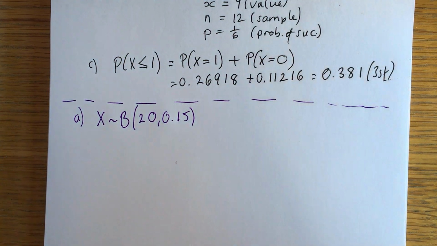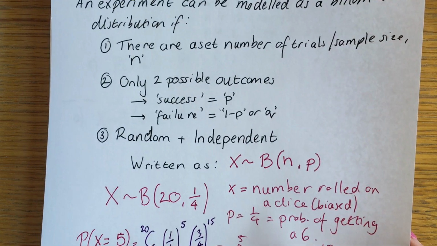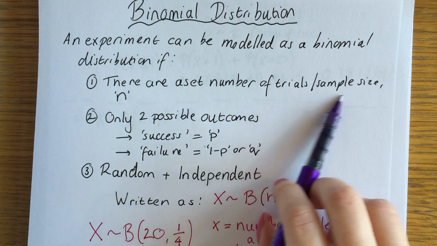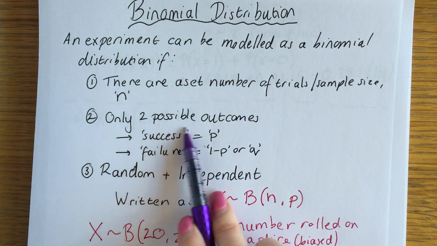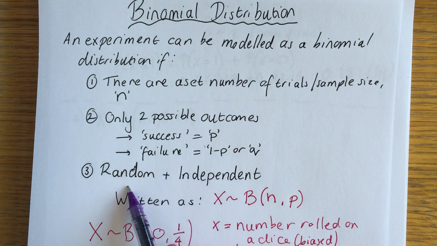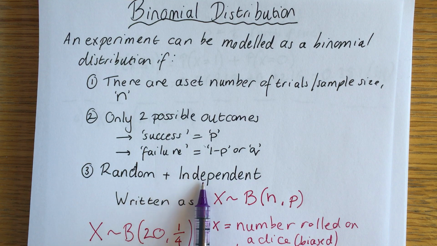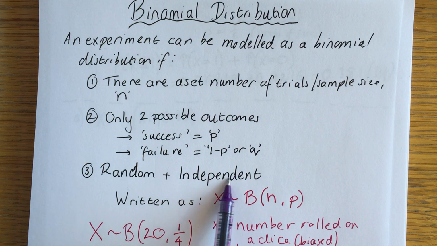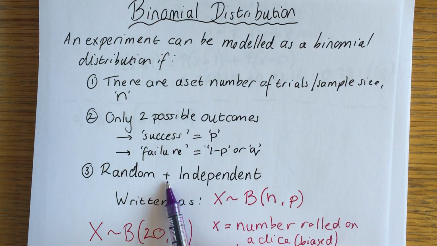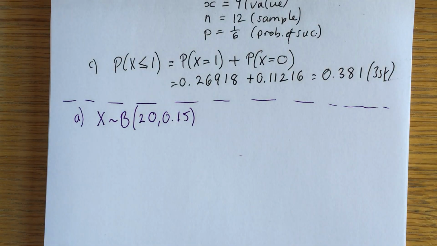Our justification is going back to what we did to start with. There is a set number of trials or a set sample size. There are only 2 possible outcomes, success and failure, so left-handed or right-handed. The trial is random and each one is independent. So me being left-handed wouldn't affect you being left-handed, for example. So this is what you need to write down for the justification of that question. Obviously not going to write it out again. So that would be our justification.